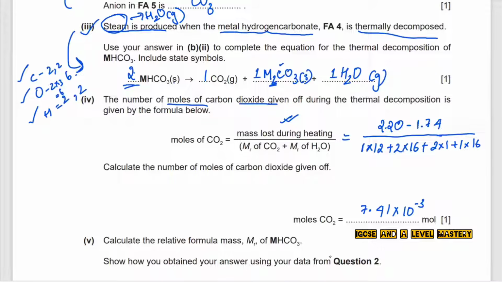It's always good practice to have at least 2 to 4 significant figures, and always write it in the power of 10, rather than writing it as 0.00741, you can write it as a power of 10.